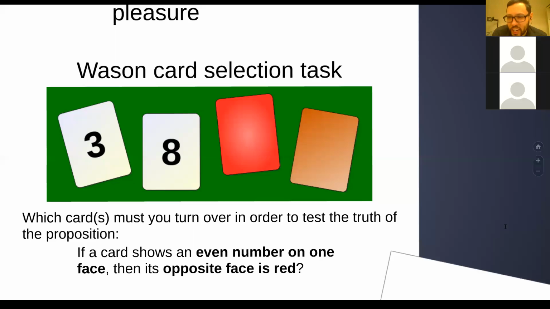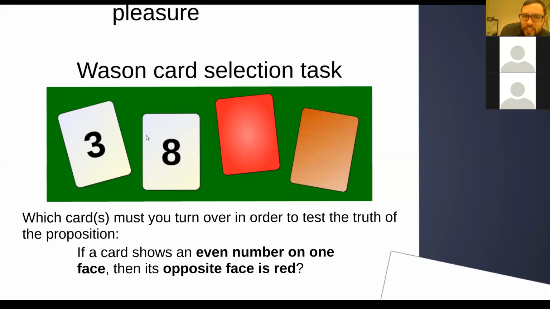So everyone in chat is saying no. You don't need to check the other side of the brown card. But if the other side of the brown card is even, then that proves the rule false, right? If the other side of the brown card is a 2, then here we have a card where there's even on one side and the other side is not red, but the other side is brown.